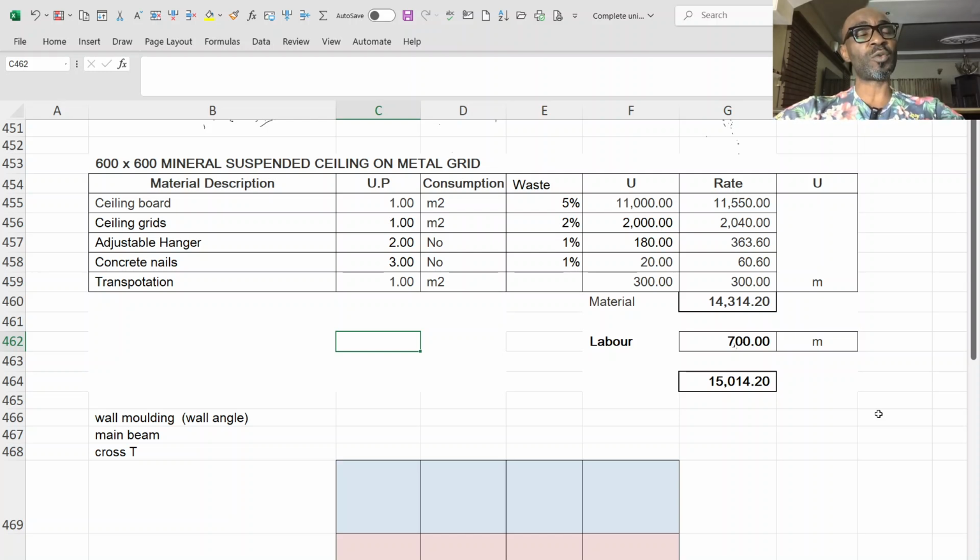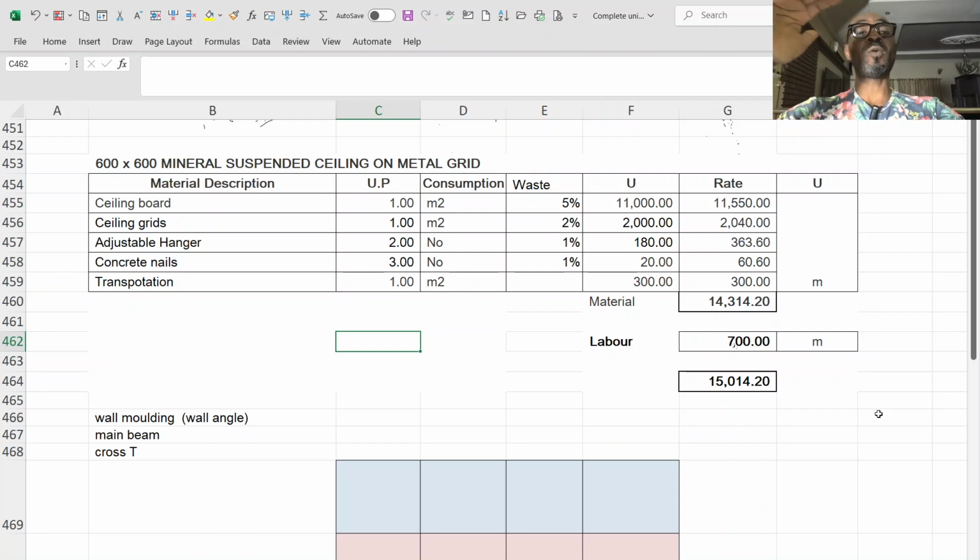The first one you put on the perimeter of the wall inside the room, at the height where you want the ceiling to be, is the wall angle. Then you can place the main beam, the first one at 600, then the next one at 1.2, then the next at 1.2, till you get to the end of the other side of the wall.